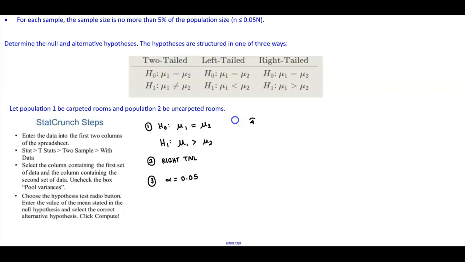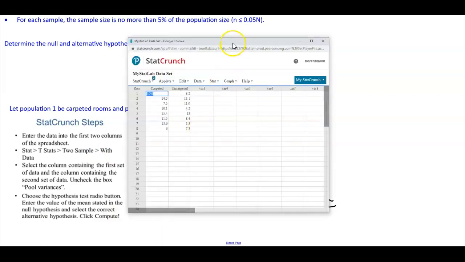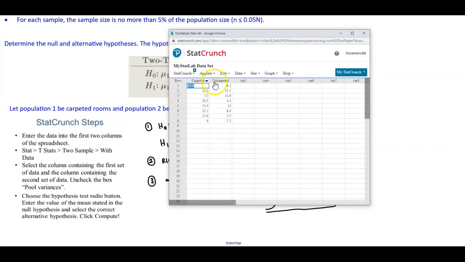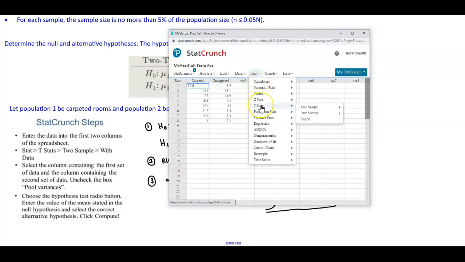Now for step 4, we want to find the test statistic by using StatCrunch. And then in step 5, we also want to look at what the drawing looks like. So we're going to go ahead and use StatCrunch. Opening up StatCrunch, now that we entered the data into both columns, we're going to select Stat, and then scroll down all the way to T stats, and select two sample, and it's going to be with data because we put the data in both columns. So we're going to select with data.